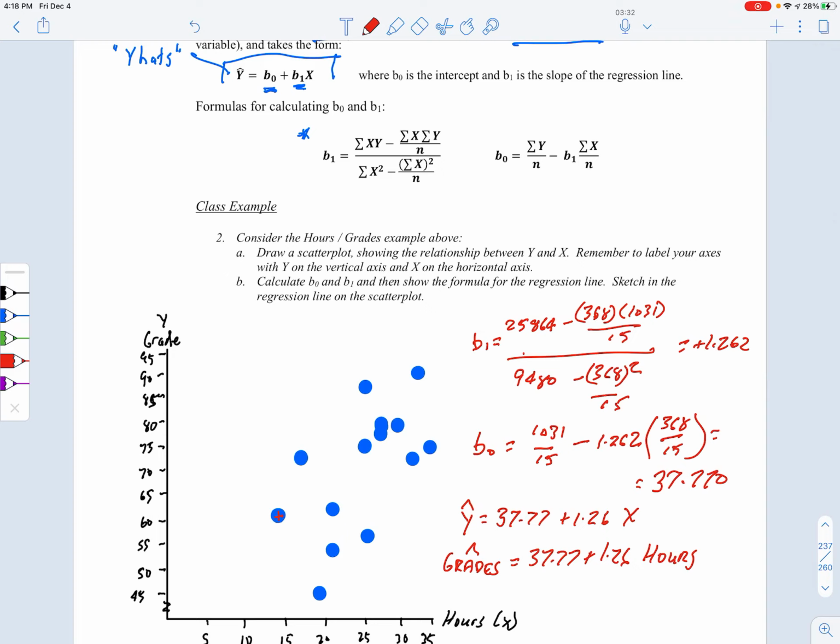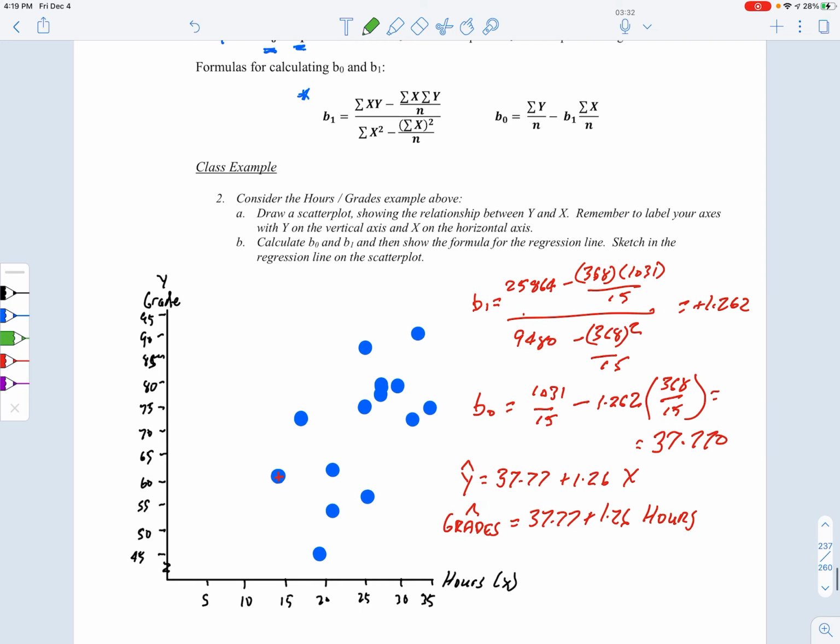Last thing that I want to do here is just draw in the regression line here. Now we could get pretty technical in terms of this. If you take a look at my sketch here, all it is a sketch, and so it's not exact, but we would have something that has an intercept of about 37.7, and then you've got a positive slope like that. So something like that, it would be the regression line.